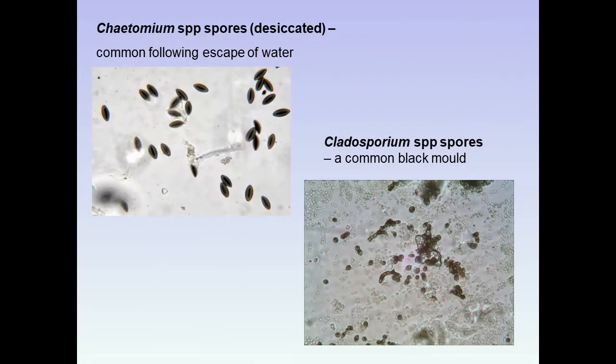Here's some spores: Chaetomium species and Cladosporium species. Cladosporium is a common black mould, and sometimes I believe it's referred to as the king of the black moulds. That's Cladosporium cladosporioides.